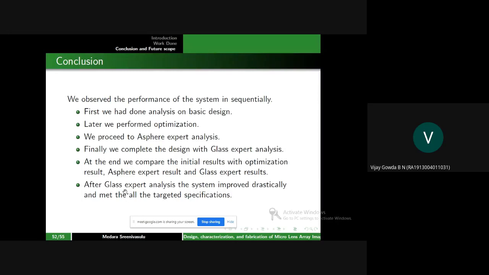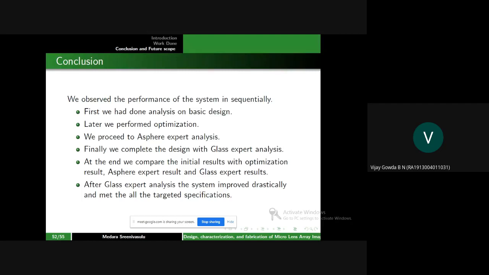And then I'm going to conclude the presentation this way. First, what we had done is we had done the analysis and the basic design, and later we performed the optimization. After that, we proceeded to Aspire expert analysis. After that, if the specifications are still not met, finally we complete the design with glass expert analysis. At the end, we compare all the initial results with the optimization, Aspire expert, and glass expert results.